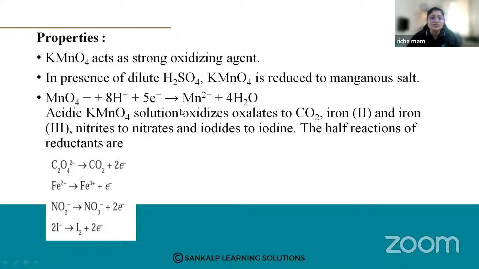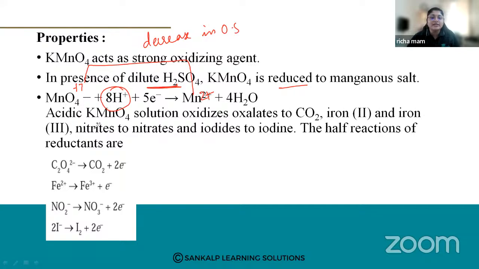So they act as a strong oxidizing agent. In the presence of dilute sulfuric acid, KMnO4 is reduced to a manganese salt. You can see MnO4 minus is +7, as we have seen just now. In the presence of acid, it is reduced to +2. Reduced means there is a decrease in oxidation number. A decrease in oxidation state or oxidation number is said to be a reduction. So from +7 to +2, in the presence of sulfuric acid, it is getting reduced to a manganese salt.